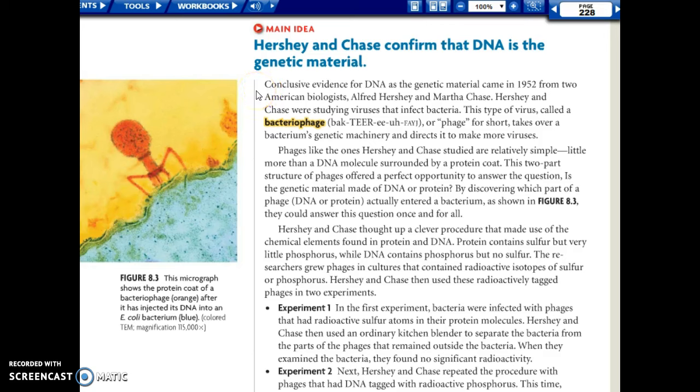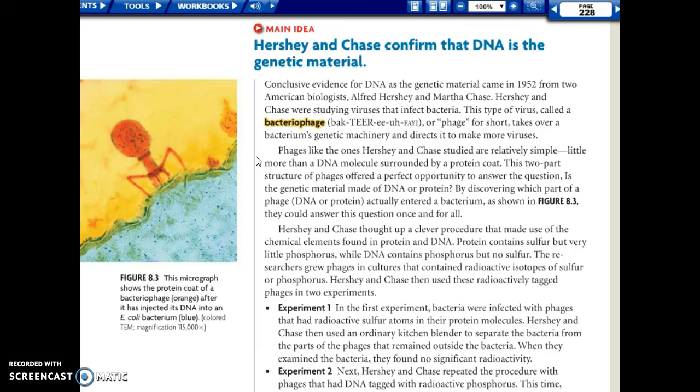Conclusive evidence for DNA as a genetic material came in 1952 from two American biologists, Alfred Hershey and Martha Chase. Hershey and Chase were studying viruses that infect bacteria. This type of virus, called a bacteriophage, or phage for short, takes over a bacterium's genetic machinery and directs it to make more viruses. Phages, like the ones Hershey and Chase studied, are relatively simple, little more than a DNA molecule surrounded by a protein coat.